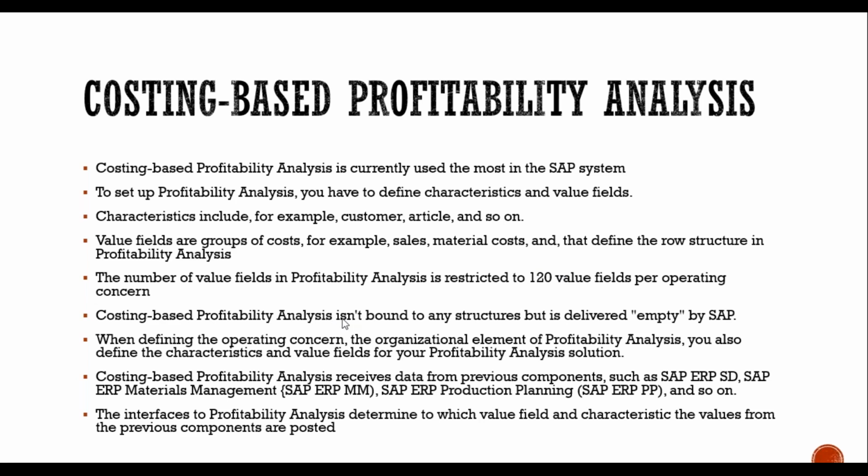Costing based profitability analysis isn't bound to any structures, but it is delivered empty by SAP. So SAP also gives you the basic structure of the costing based profitability analysis. When you are creating, it provides you the option to use that, or you can use a completely new one. You can create a completely new operating concern. So when defining the operating concern, the organizational element of profitability analysis, you can decide what characteristics you want, what value fields you want.